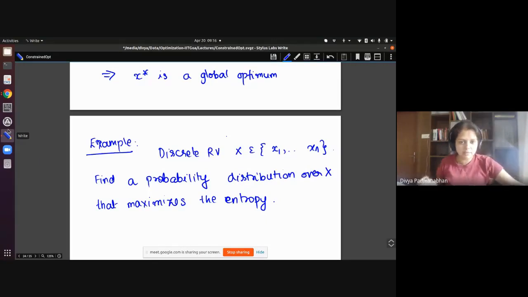So the thing about entropy is, to give you some more intuition, it's capturing some notion of uncertainty in the system. Let's just take a discrete random variable x, and it takes support in one of these points x1 to xn, and you know these points beforehand, and you want to find a probability distribution over x which maximizes the entropy.